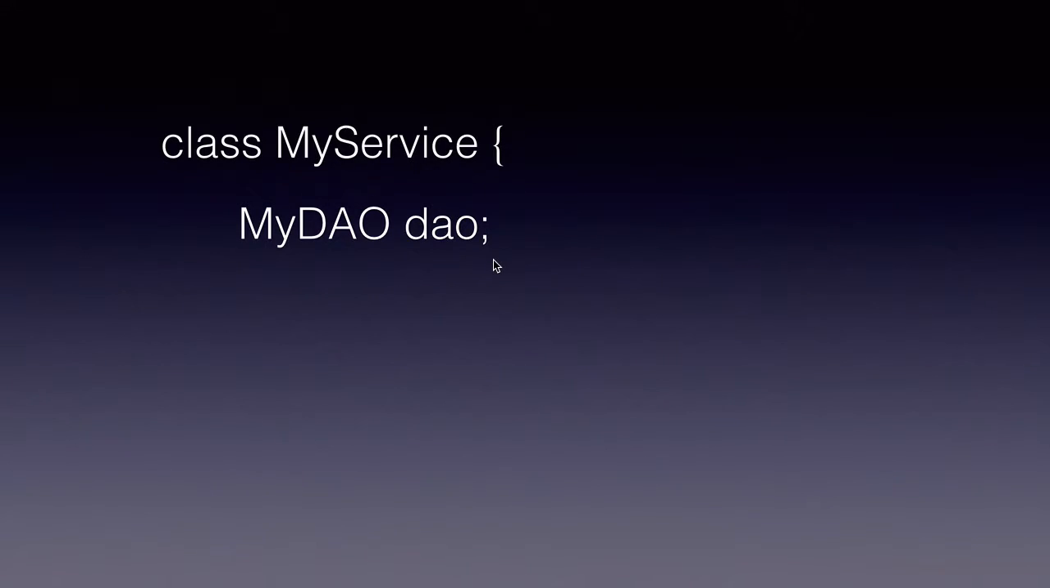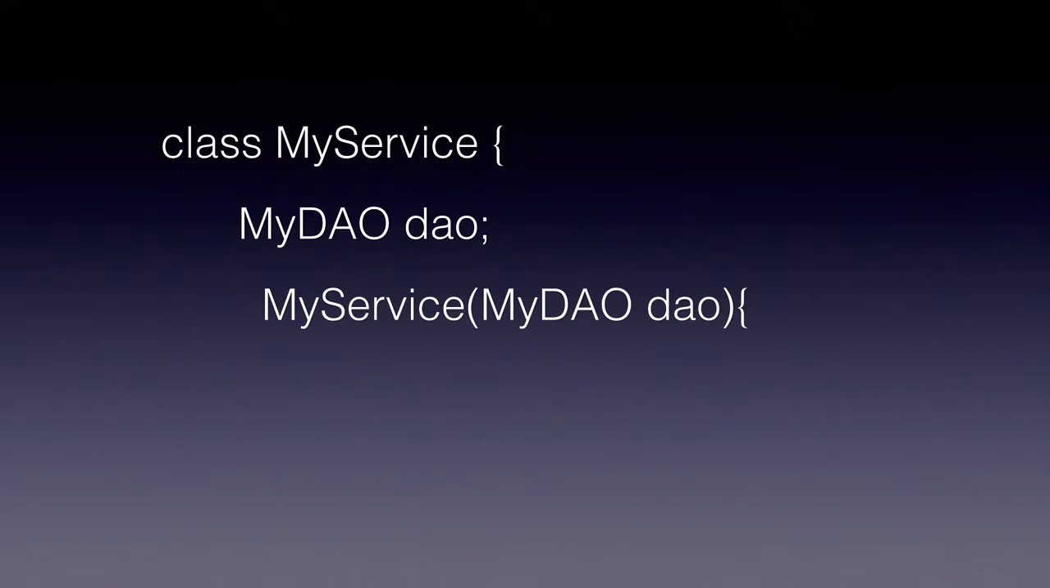If we use constructor injection, we'll first define a constructor that takes this DAO as an argument, and we then assign this DAO to the DAO field on myService. At runtime, Spring will use this constructor to create an instance of myService. So Spring will first create the DAO and then inject the DAO by calling the myService constructor. This is called constructor injection.